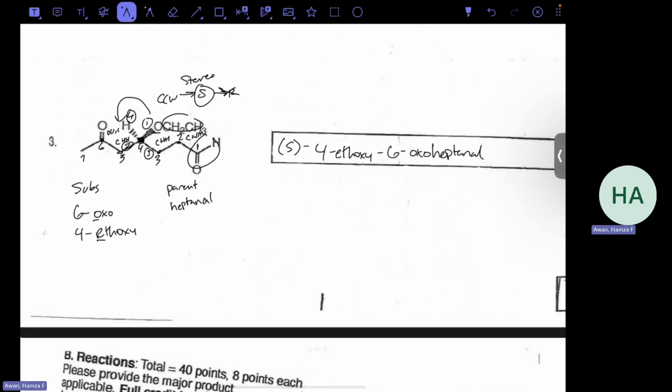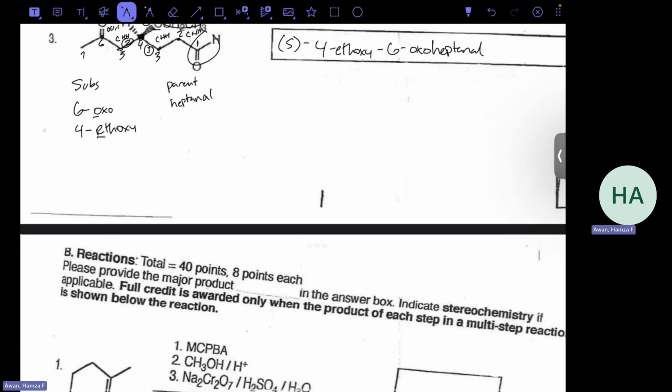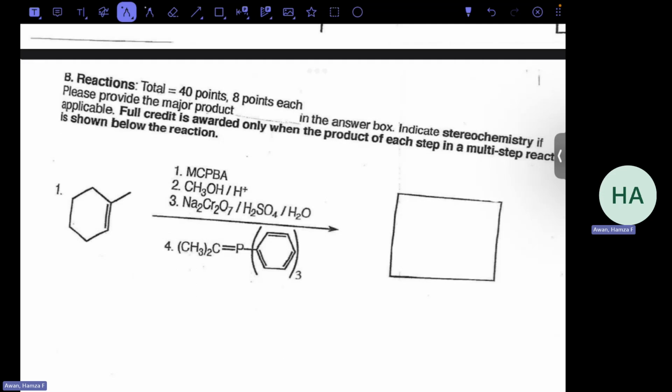Any questions on this problem? No questions. Okay, so we skipped the facts section and now we are at reactions.